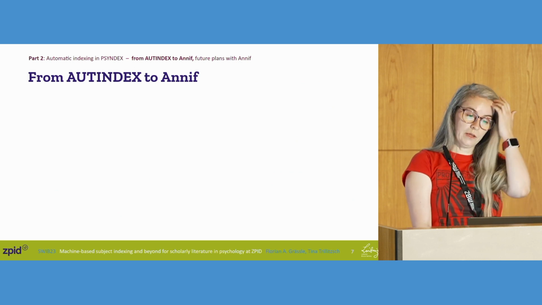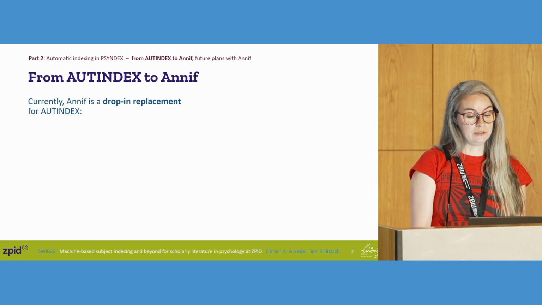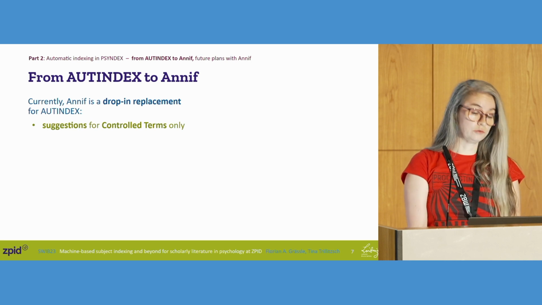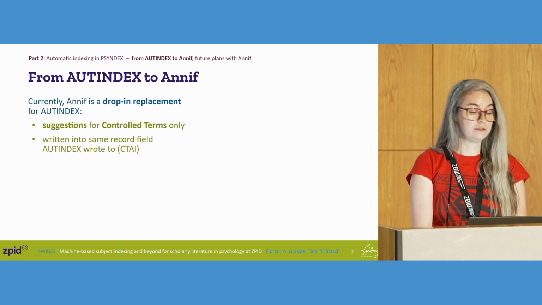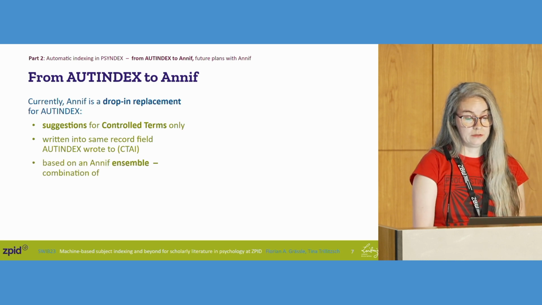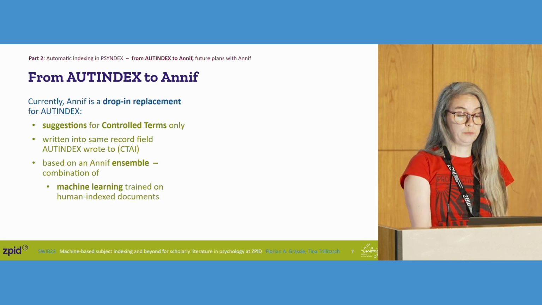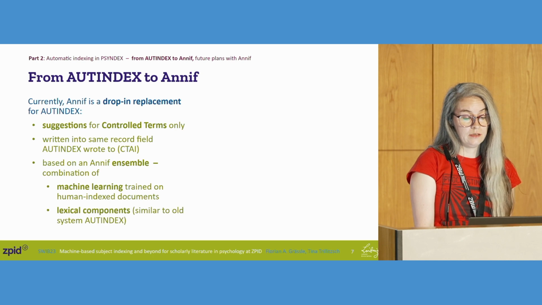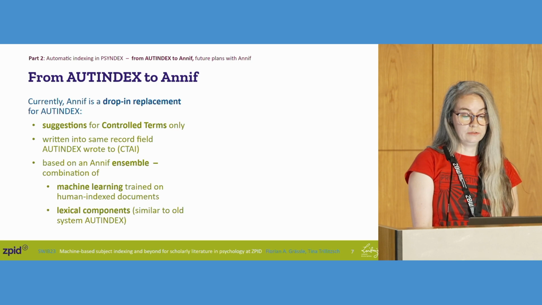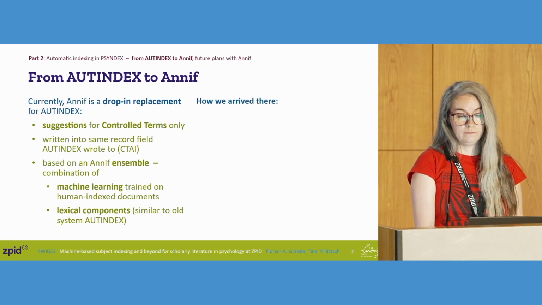So, how did we get from AUTINDEX to Annif? Currently, we use it as a drop-in replacement for the old system, which means suggestions for controlled terms, which are written into the same record field that AUTINDEX wrote to. And we use an Annif ensemble, which is a combination of machine learning trained on the past human indexed documents, plus a few lexical components, which are quite similar to our old system, AUTINDEX, but of course more advanced. How we got there.